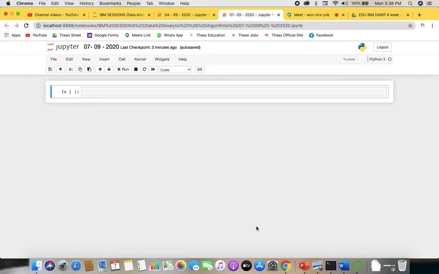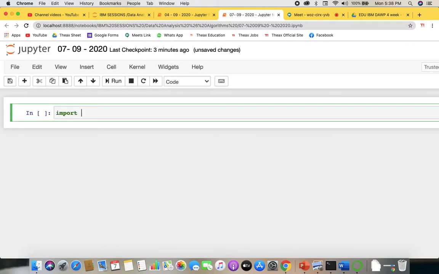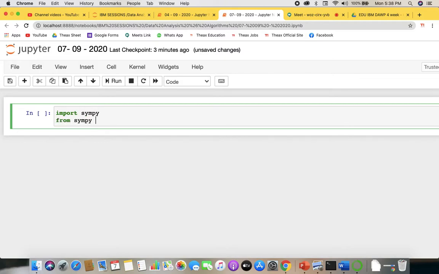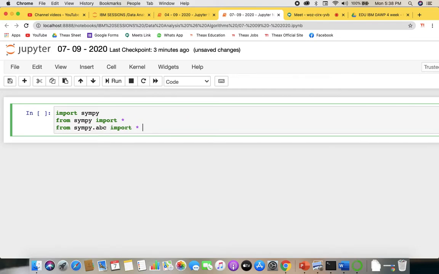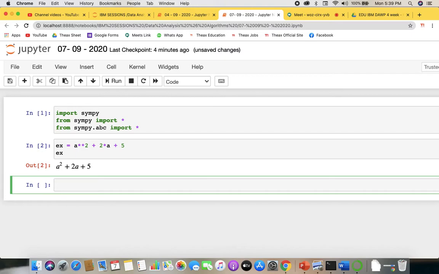Let's import the things. So quickly, I'm going to write one equation: a square plus 2a plus 5. Just making me remember the things.